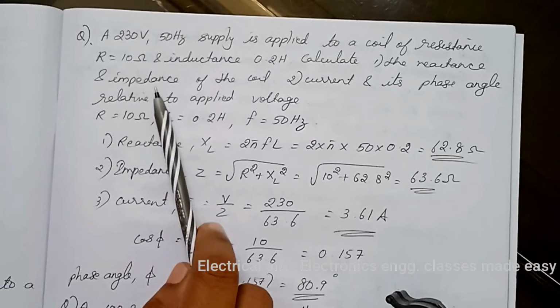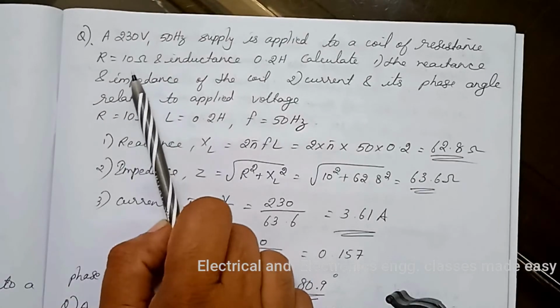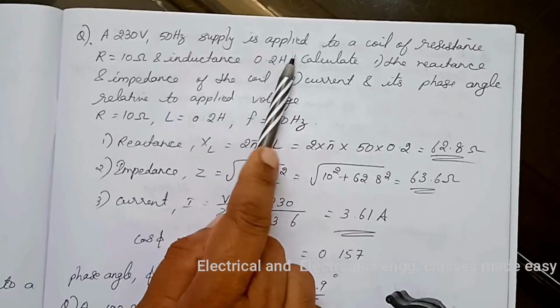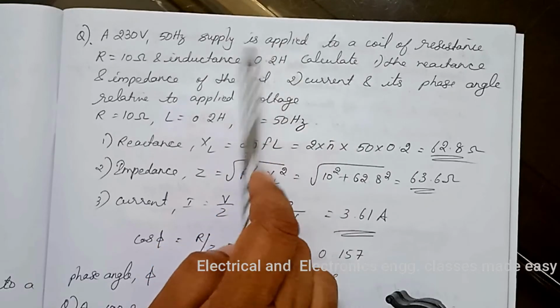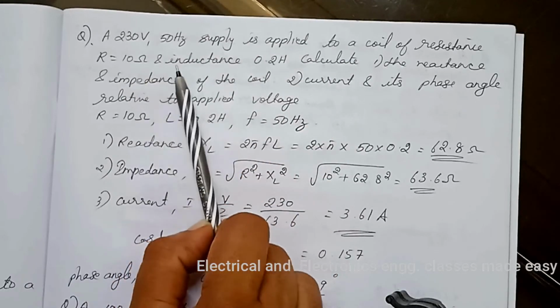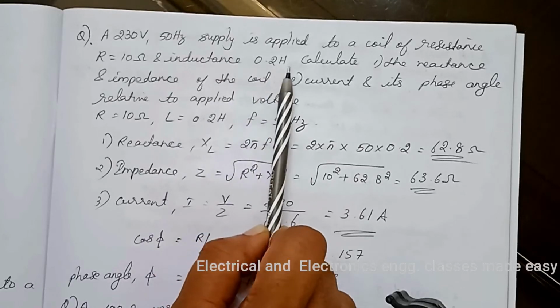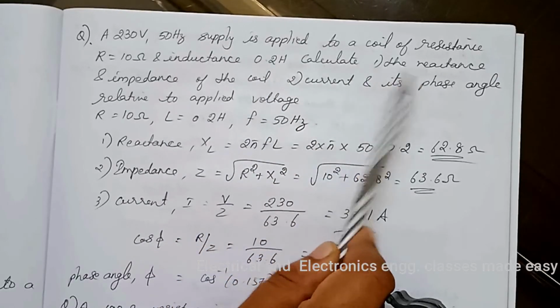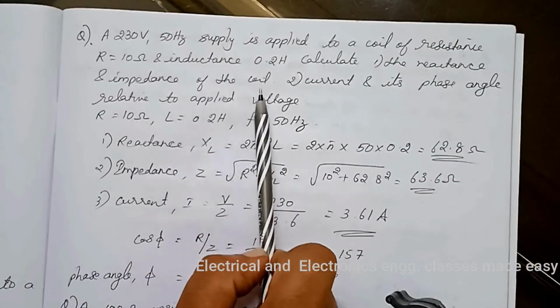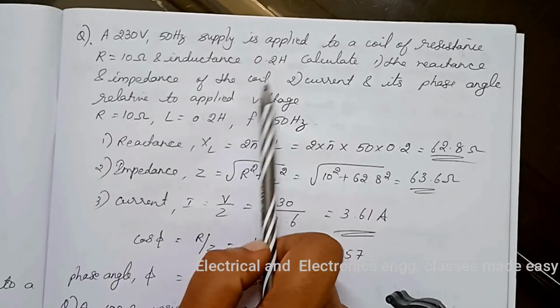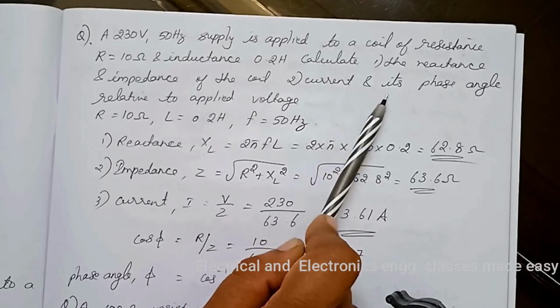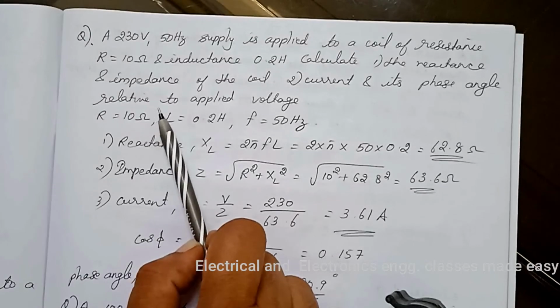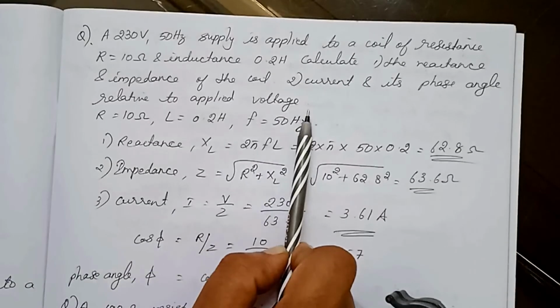Let us do another problem. A 230 volt 50 Hz supply is applied to a coil of resistance R equal to 10 ohm and inductance 0.2 Henry. Calculate the reactance and impedance of the coil, current and its phase angle relative to applied voltage.